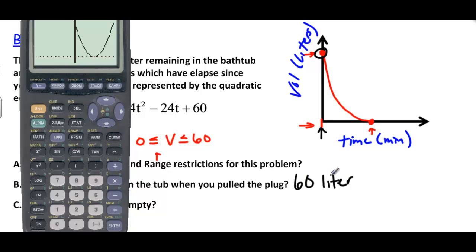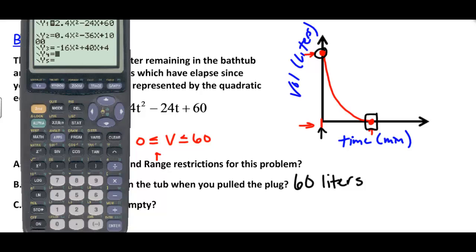Okay, it's what we started with. And now I want to find out how much water is in there when it's empty. Now there's a couple ways to do this. You can hit second trace and use 0. That's your x-intercept. But remember, I talked about a different way. The other way is, if I want to know when there's nothing left in the tub.